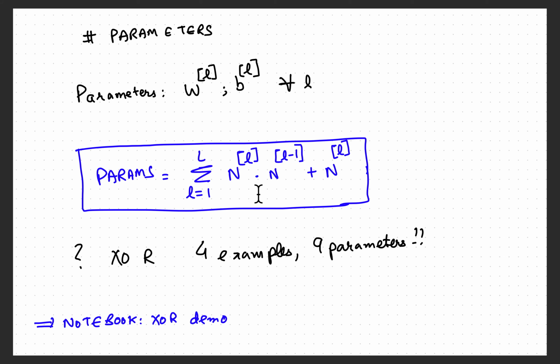So in general, we can write the number of parameters to be the summation over the number of layers L of NL into N of L minus 1. So NL into NL minus 1 is basically telling you the dimensionality of the W matrix at the Lth layer, plus NL is telling us the dimensionality of the bias term, or the number of nodes in the Lth layer.